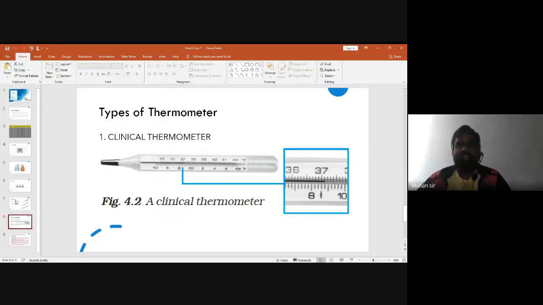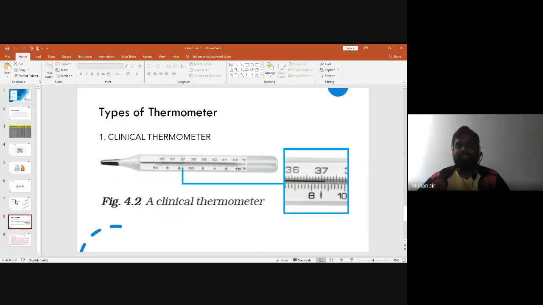So when I speak about clinical thermometer, the name itself says that the thermometer is used in clinic. Why do we use this thermometer in clinic? To measure the temperature of the human body. When we say the temperature of human body, the human body temperature ranges between 35 degrees Celsius to 42 degrees Celsius. It never goes up beyond 42 degrees Celsius. And it never goes down below 35 degrees Celsius. And the average temperature of the human body is 37 degrees Celsius.